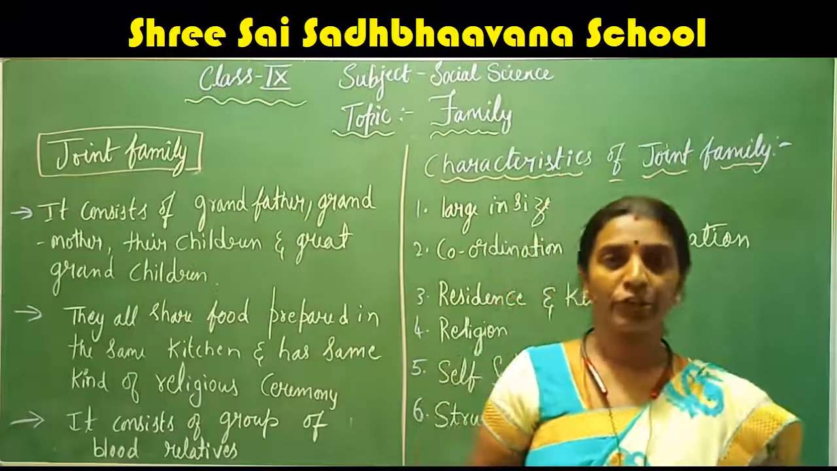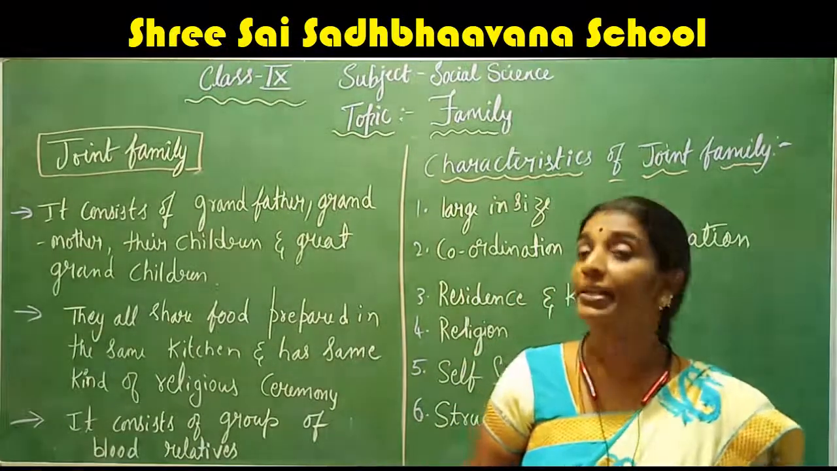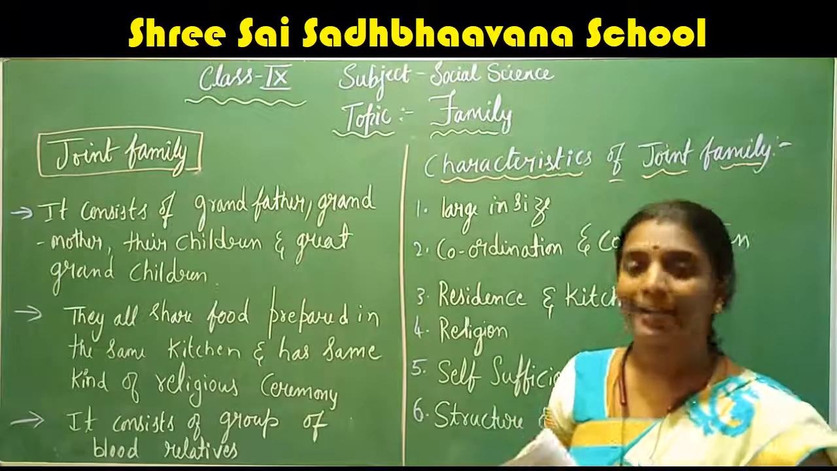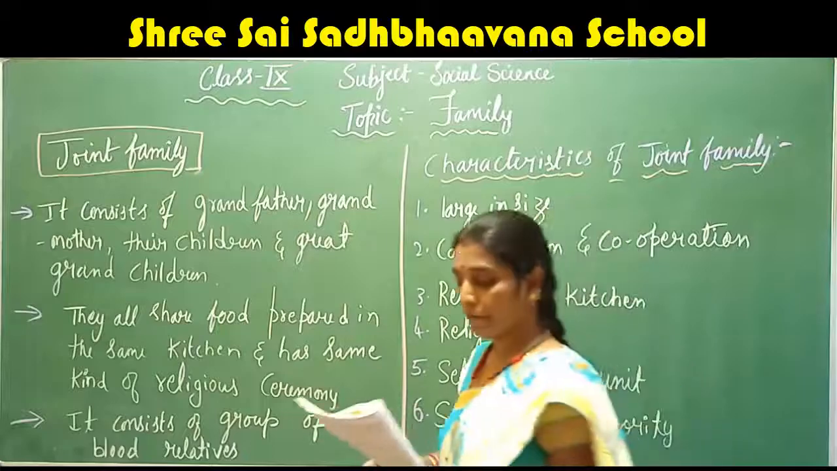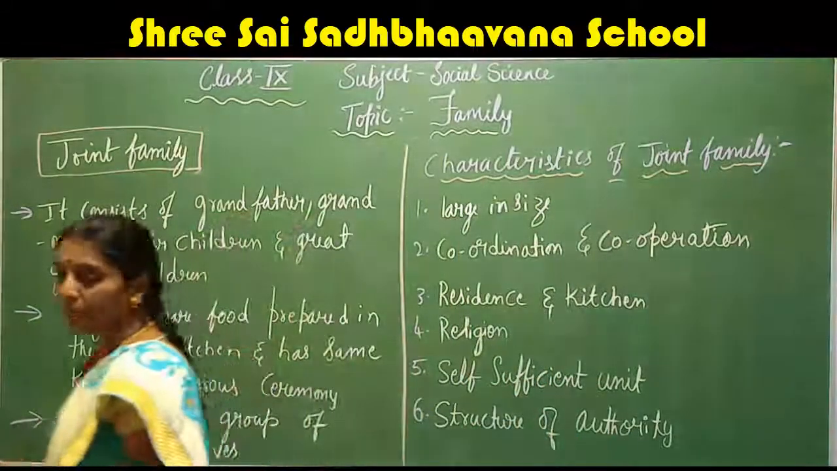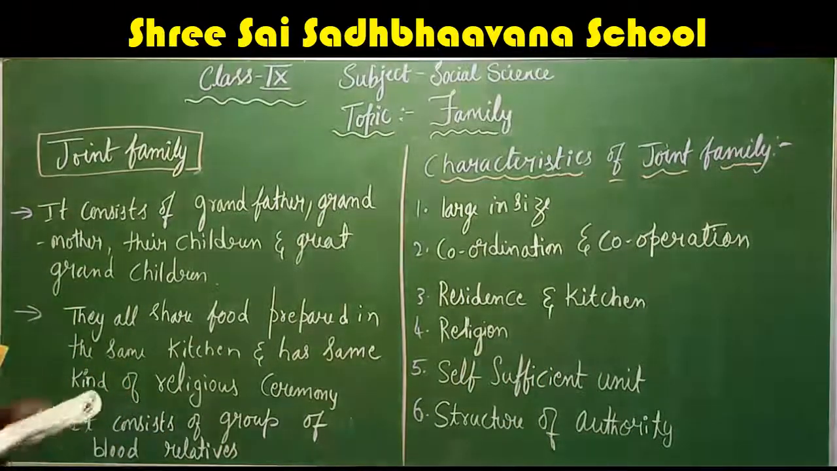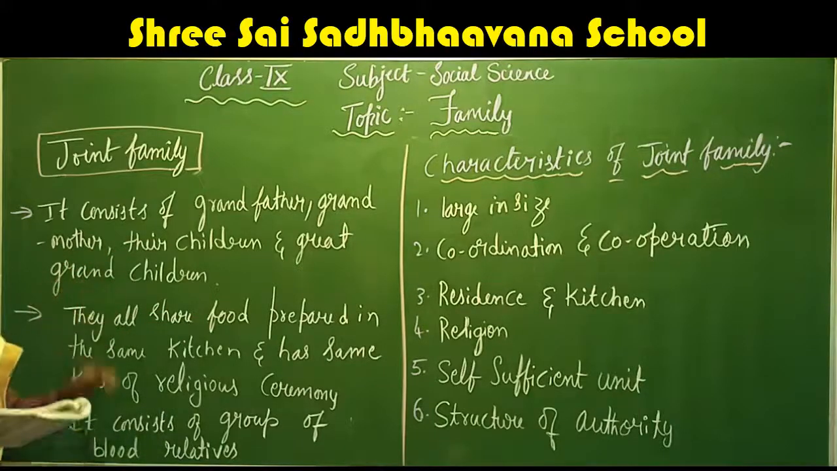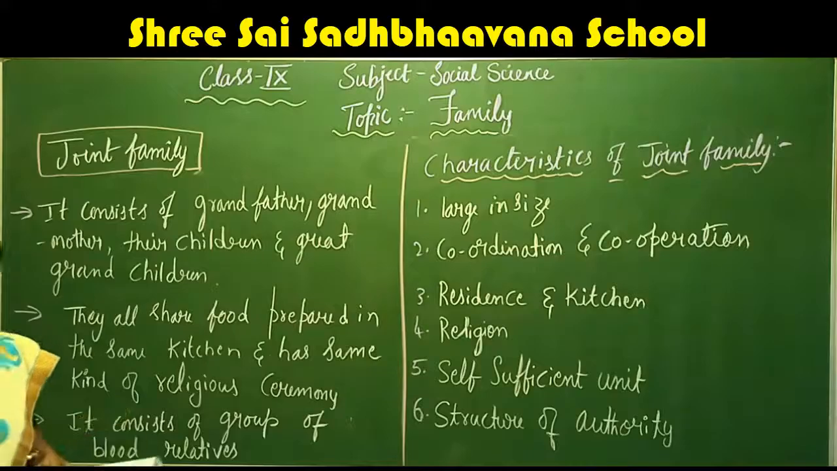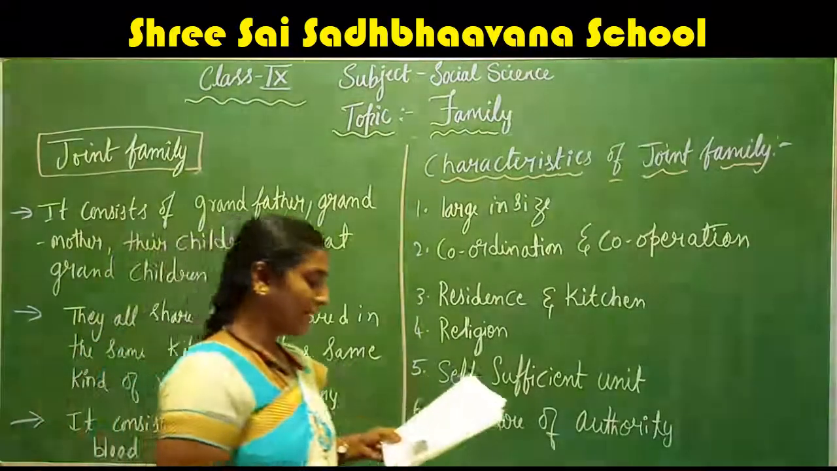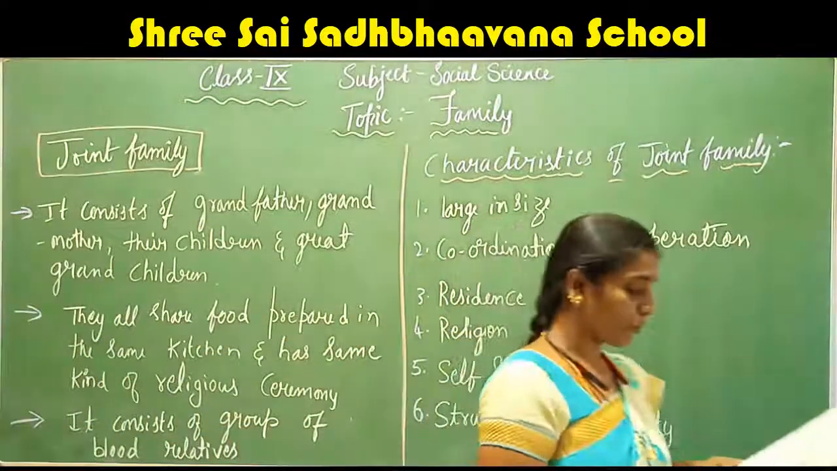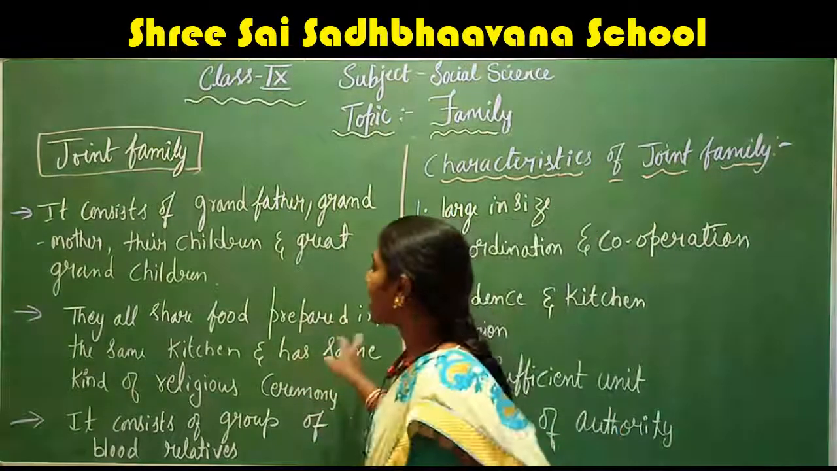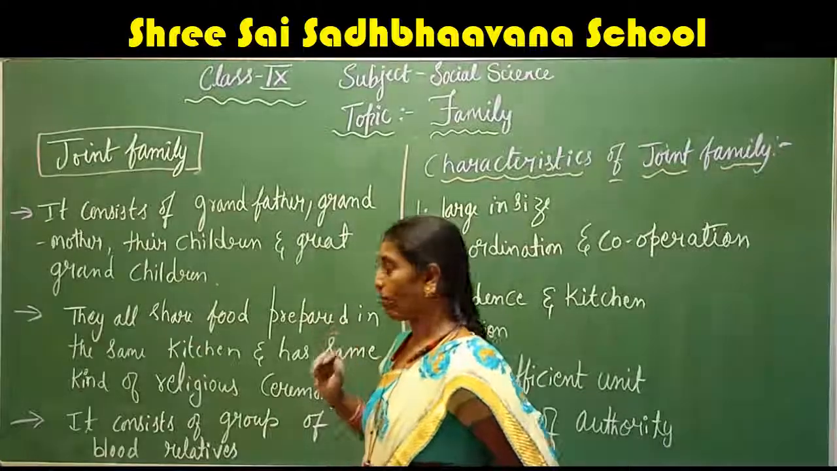Children, now let us continue with the last topic of the lesson, that is joint family, which deserves to be understood. Yes, children, joint family. What is joint family? It normally consists of grandfather, grandmother, their children, and great grandchildren. And in some situations, the members belong to extended two generations also. They all share food prepared in the same kitchen and have the same kind of religious ceremony.